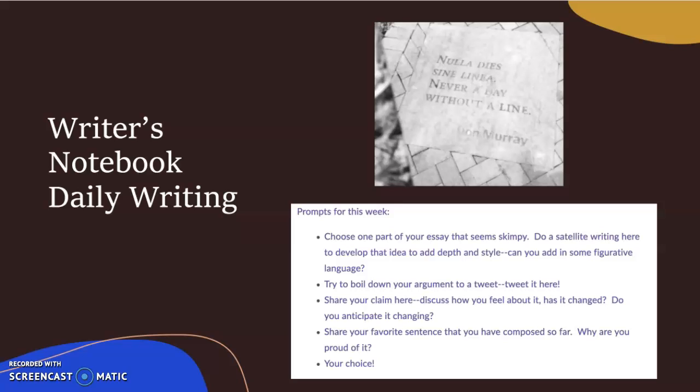One thing is you're going to be looking at your brain dump and you're going to think about the place where it looks a little bit skimpy, that you'd like to add some stuff, or something that you would like to work out. And you're going to do a satellite writing here on the discussion board to develop that idea, add some depth, maybe add some style in there, some figurative language, some rhetorical devices, spiff it up a little bit. So just focus on one part.